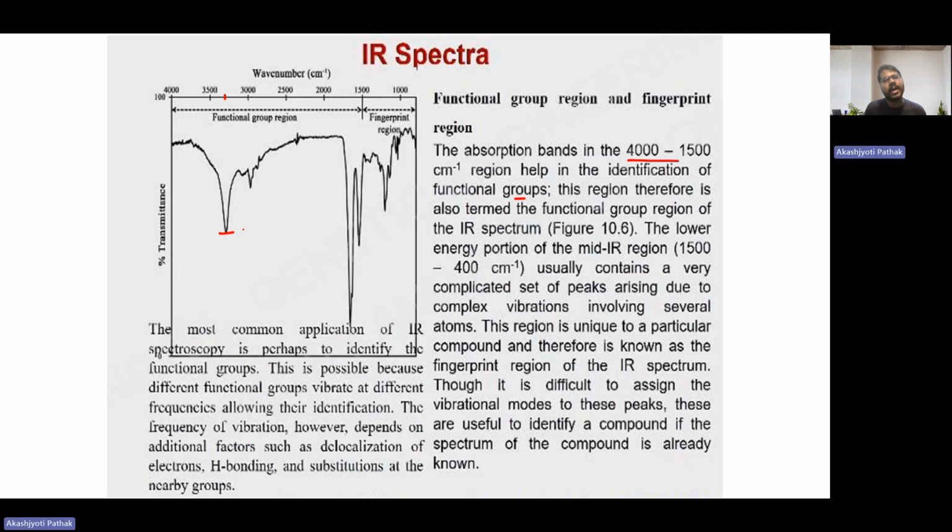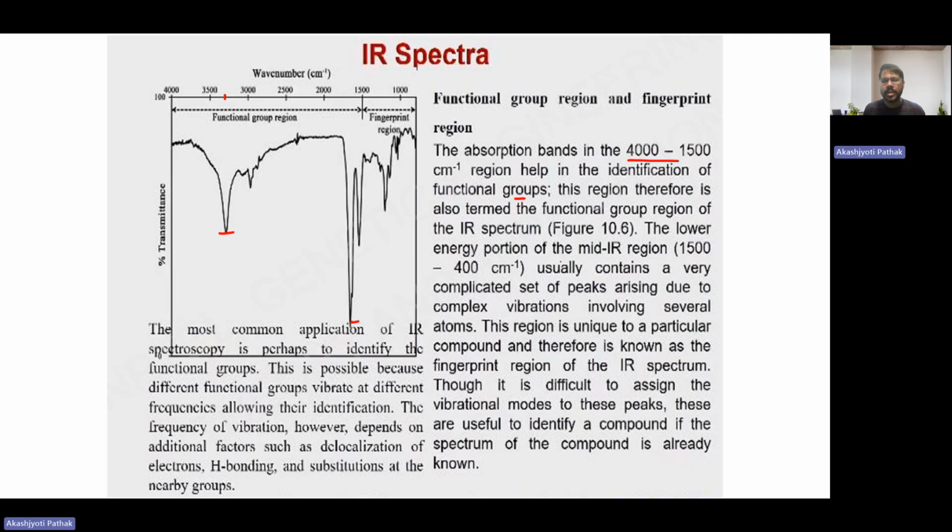So this 3,300 peak corresponds to which functional group? Similarly, here you can see that there is a sharp peak at this 1,600 or 1,800 centimeter inverse wave number. Which functional group shows absorption at this particular wave number? So you can deconvolute and assign which peak corresponds to which functional group.